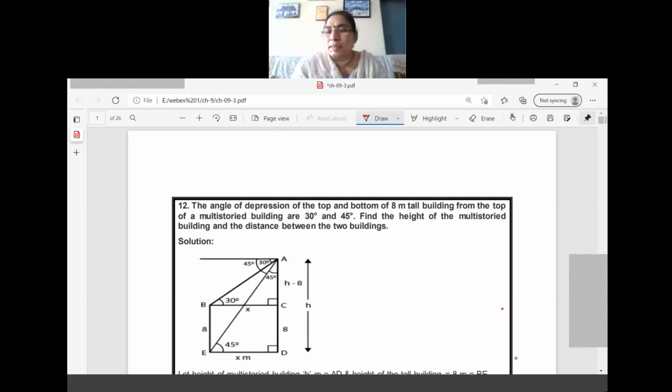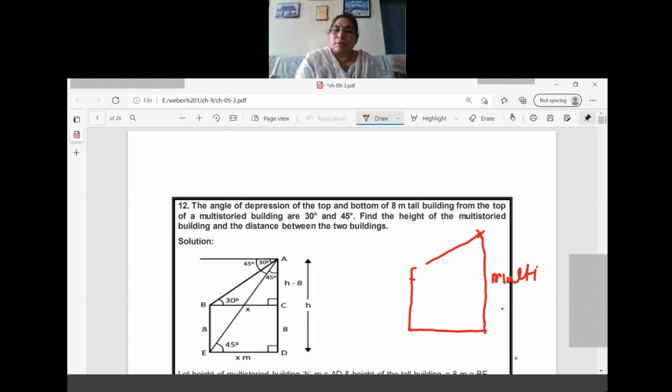So two buildings are there. One height must be higher than the other because it's angle of depression only. So we completed like this. The angle of depression of the top and bottom of an 8-meter tall building from the top of a multi-story building. So the multi-story building is here, and here the angle of depression from the top is the 8-meter building only. Then you write top here and bottom here. So to the bottom also one angle of depression is there.